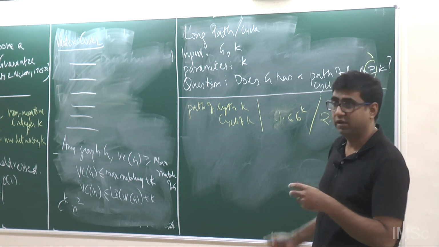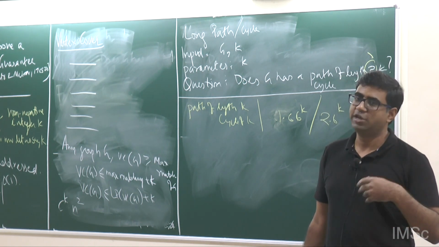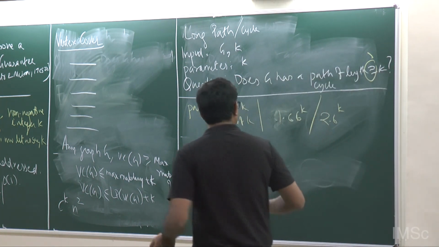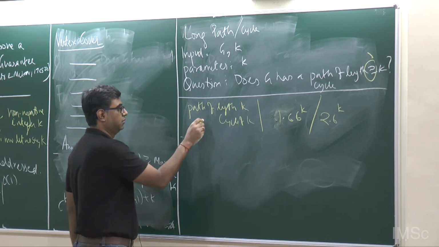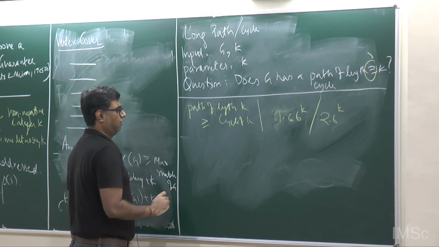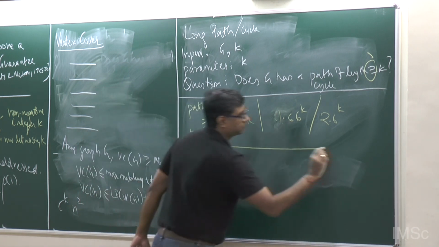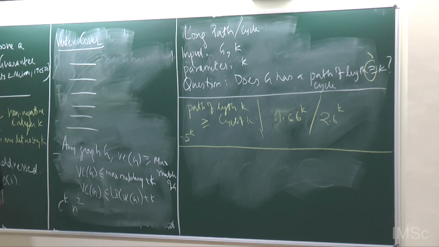But for this at least k question with respect to cycle, you can reduce to one of these problems, but it's a good puzzle to try. But anyway, even for this problem, even for at least, we can get something like a 5 power k algorithm. It's even better than this, but for now let's put it as 5 power k.